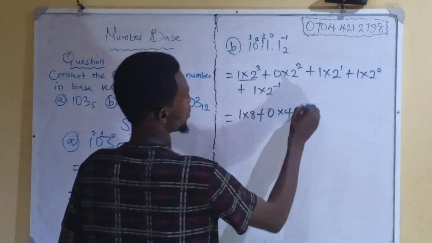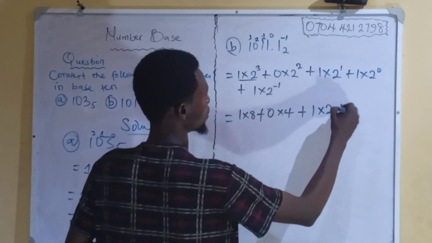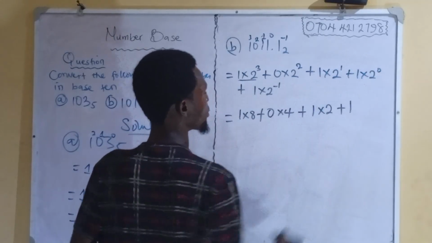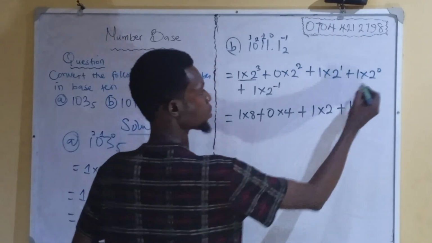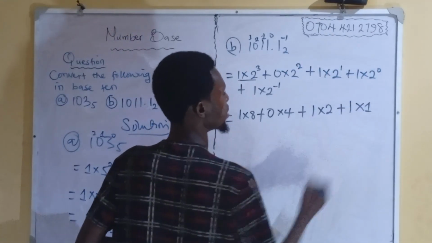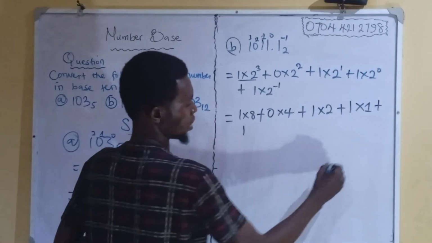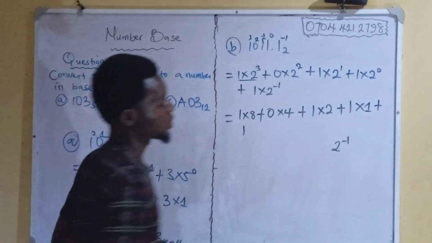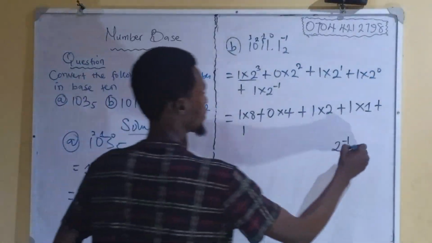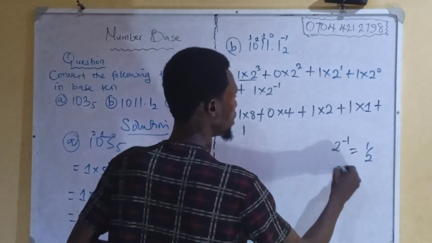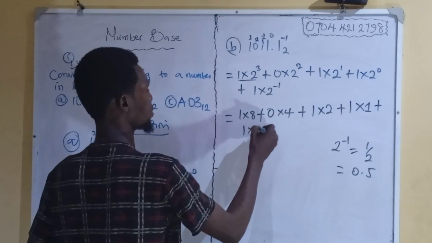So you have 2 raised to the power of 1, that is just 2, and then anything raised to the power of 0, except 0, is always 1. So 2 raised to the power of 0 is 1. Then plus 1. When you have 2 raised to the power of minus 1, it is the same as 1 over 2, and 1 over 2 is 0.5. So you have here 0.5.